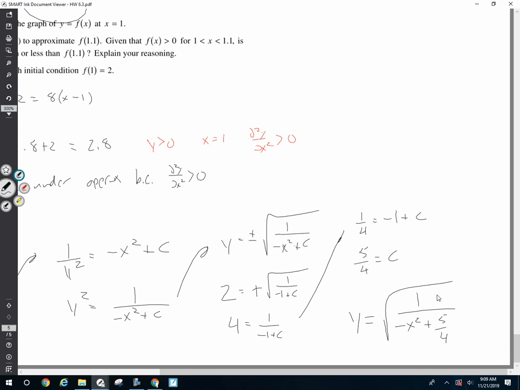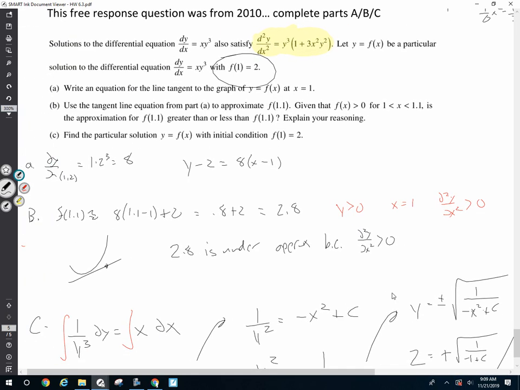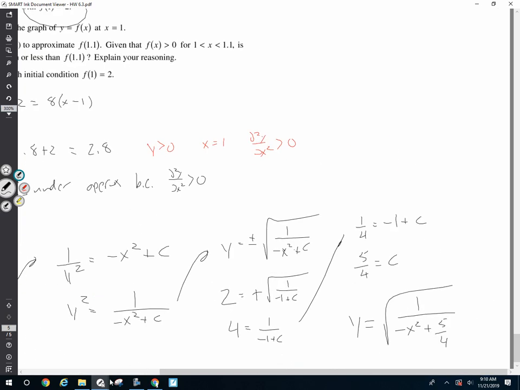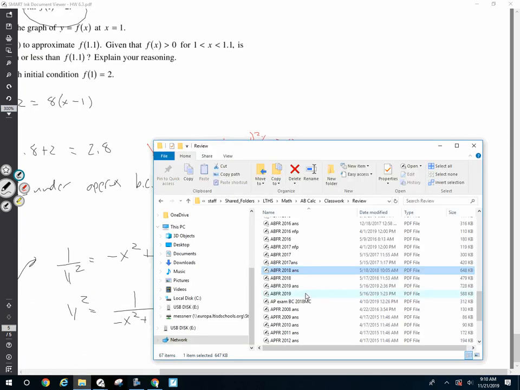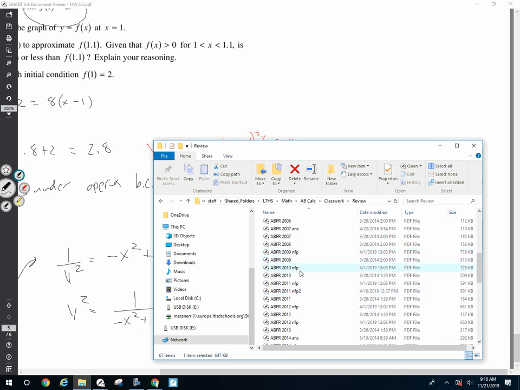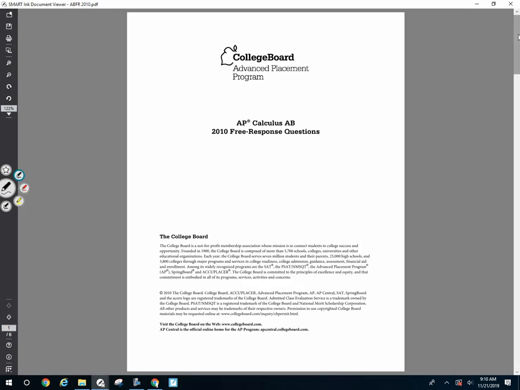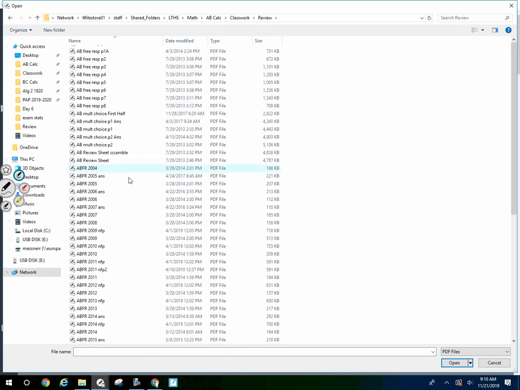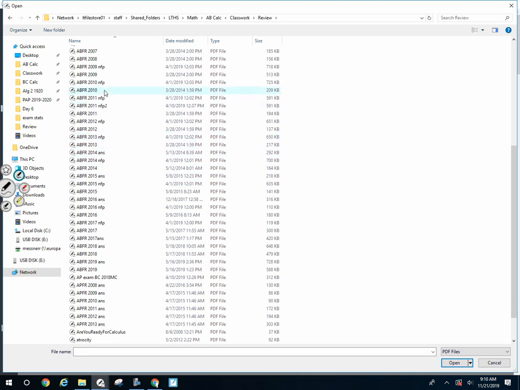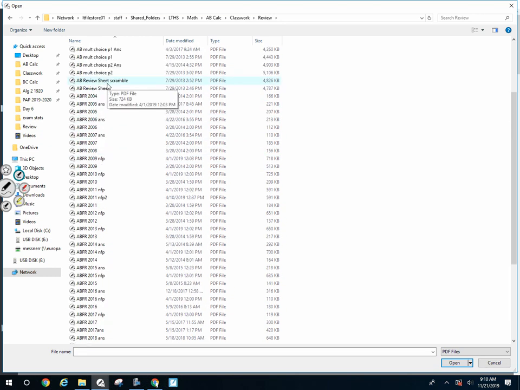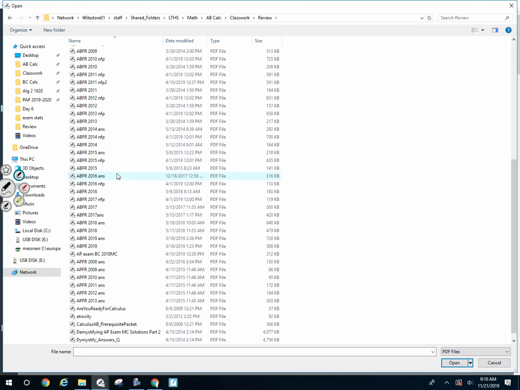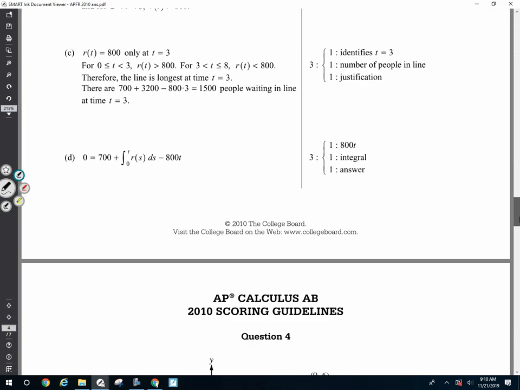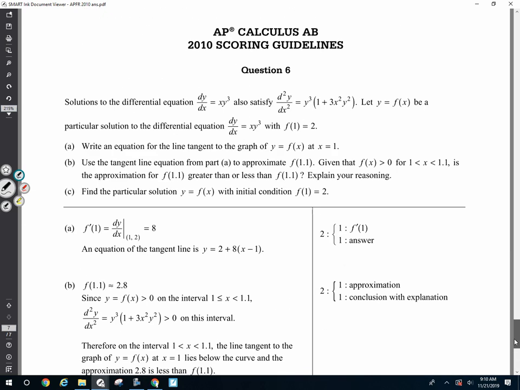Probably multiply the top and bottom by 4, but really who cares? It's free response. As long as it's correct, it's good. This is from 2018. Let me look up these answers. I should have them somewhere. There it is. Oh, this will show the scoring guidelines, which is sweet.